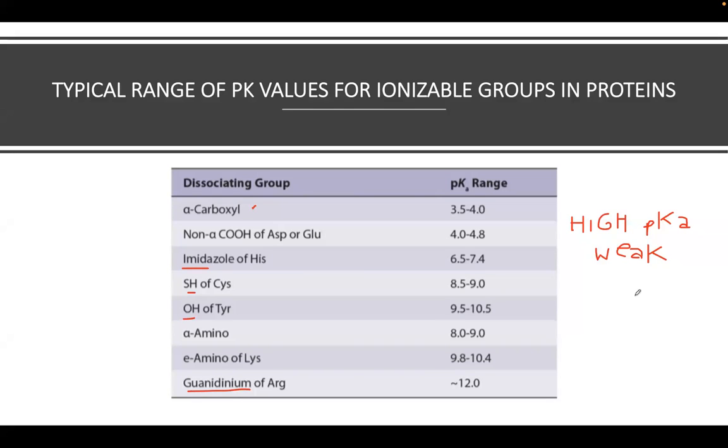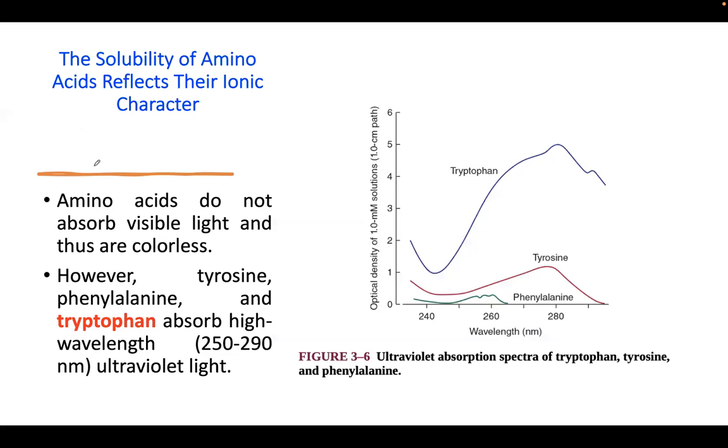Okay, which is the weak acid? It's the one with the high pKa. Okay, it's the high pKa. So in this table, it would be these guys here, these last two, particularly the guanidinium.